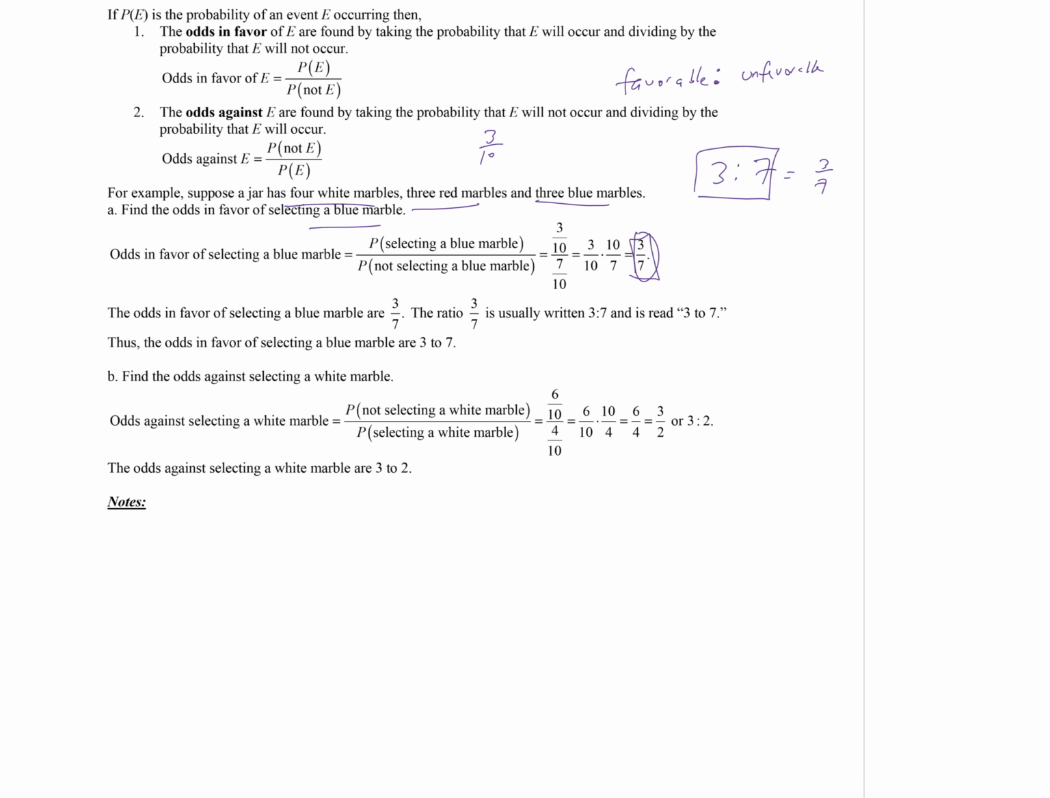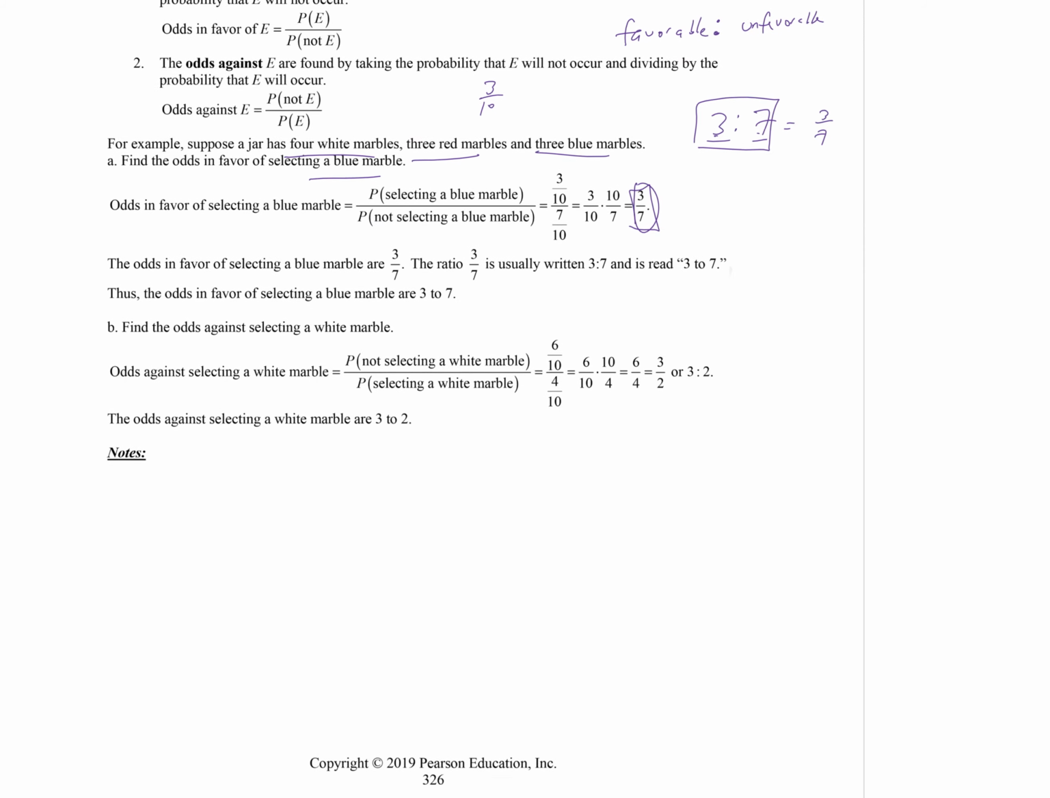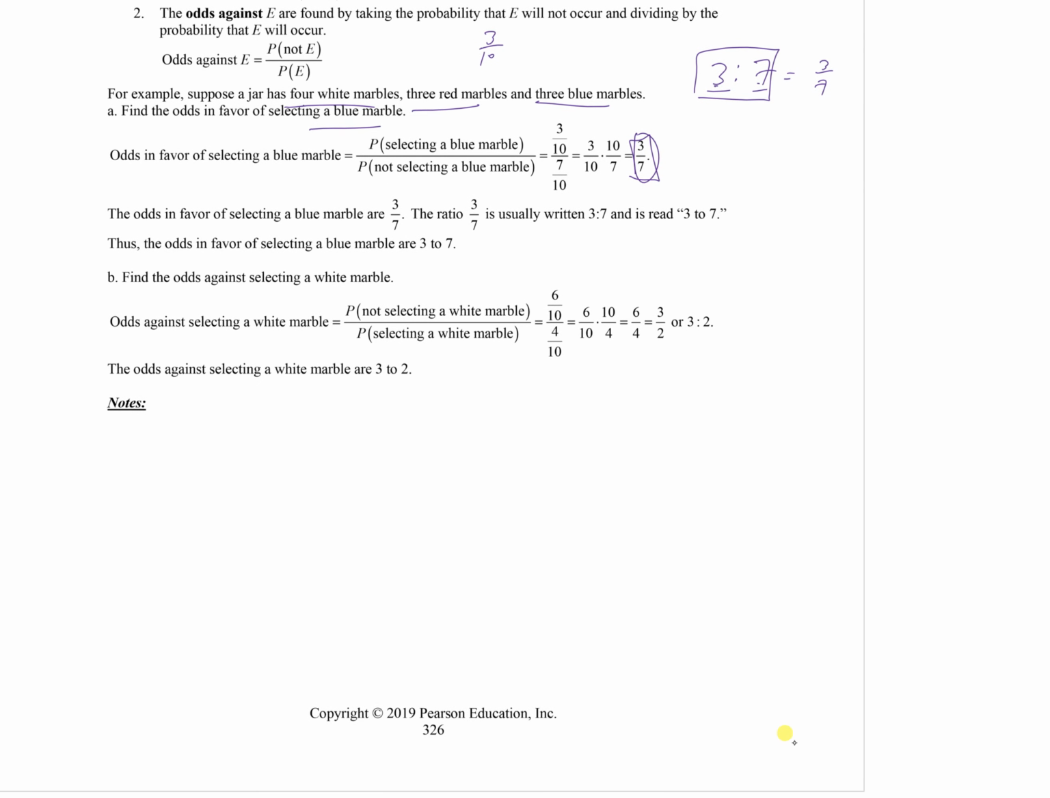It's just that simple. Favorable to not favorable. It's nothing to do with total. If you want probability, you add these two up and you're going to get the total. Then you say, okay, so it's 3 out of 10. That's a probability, not the odds. Odds is more about counting how many ways of winning and losing. So let's do the next one.